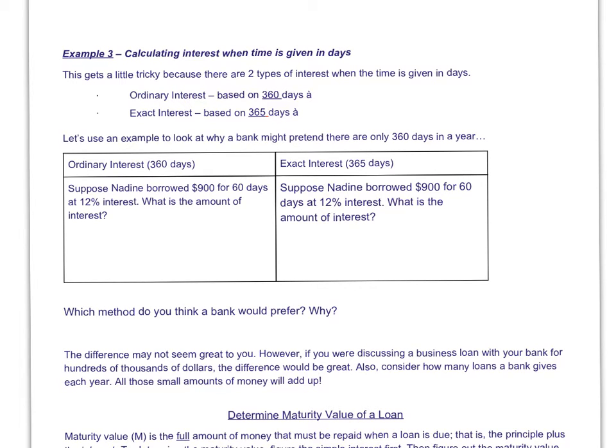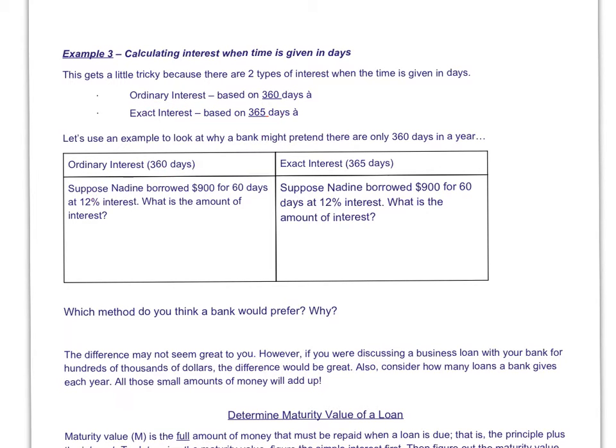This gets a little tricky because there are 2 types of interest when the time is given in days. Ordinary interest, that's only 360 days in a year. Exact interest is based on 365 days in a year. So let's use an example to look at why a bank might pretend that there are only 360 days in a year. Ordinary interest, 360 days. So we're going to look at that same example.